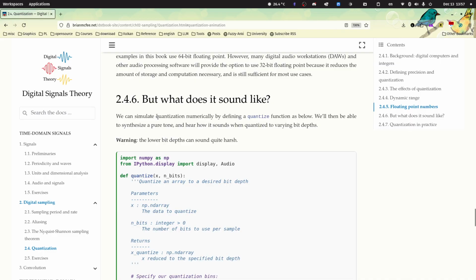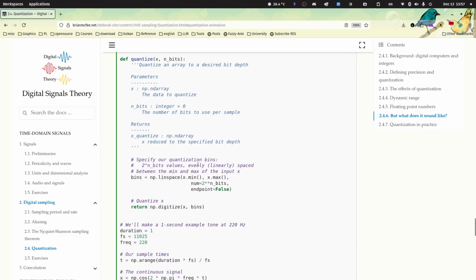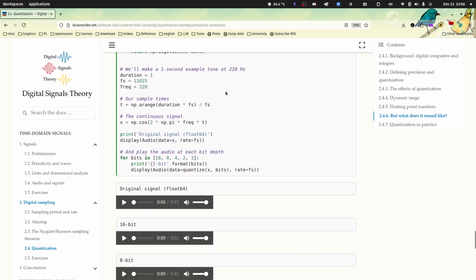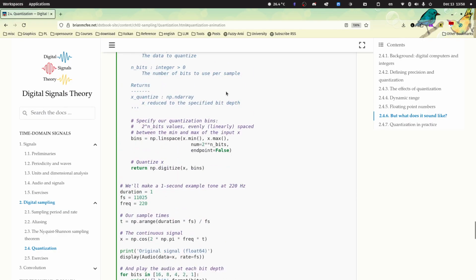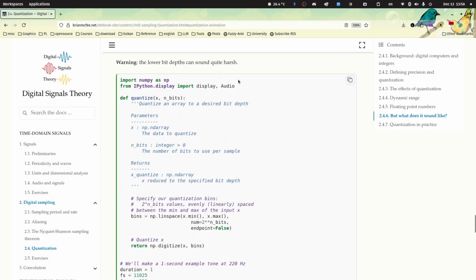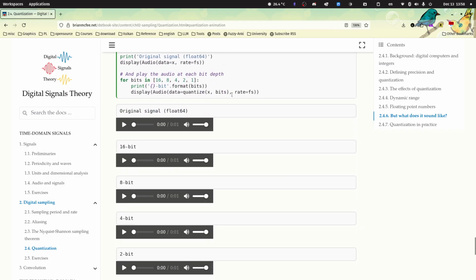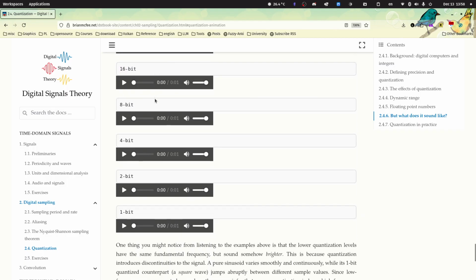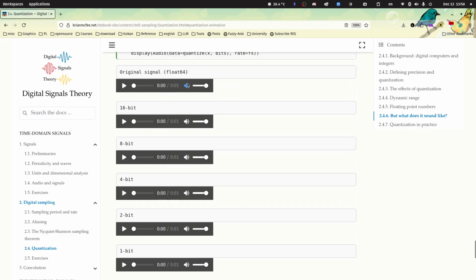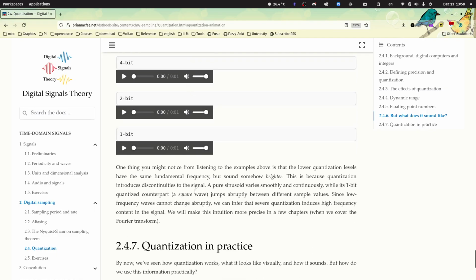You can simulate quantization numerically by using the following function. It would be interesting to read through it, but you can't hear it, so I will just say the explanation.